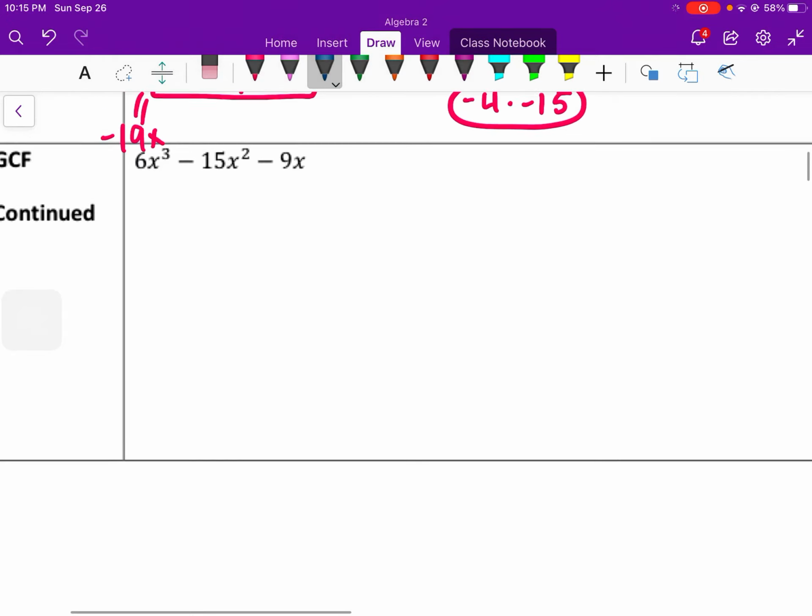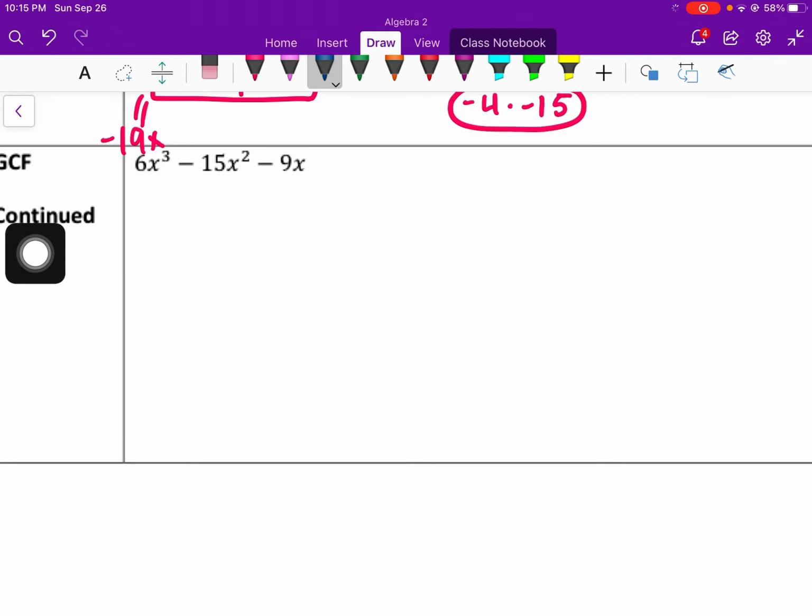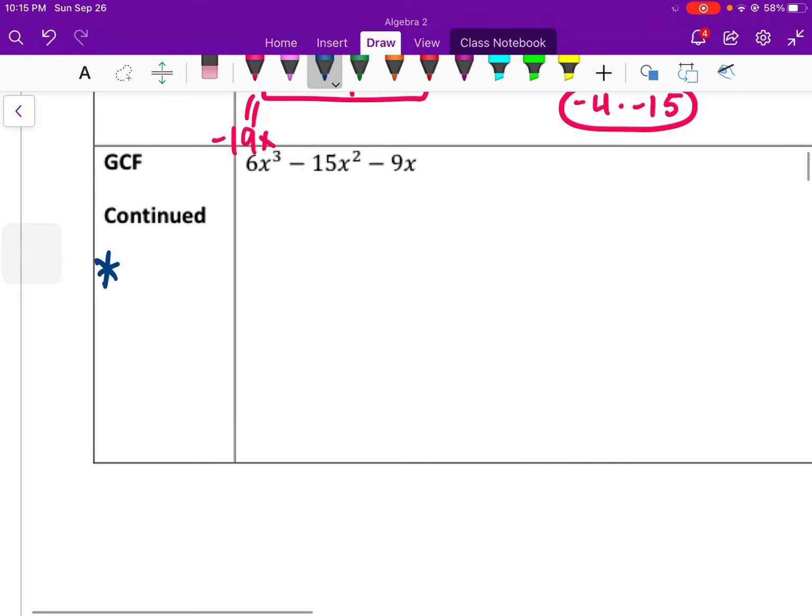All right, so sometimes before you factor, and this should be the first thing you look for always, is to check for a GCF. So look to see if you can factor anything out. We should be checking for that every time before we start.